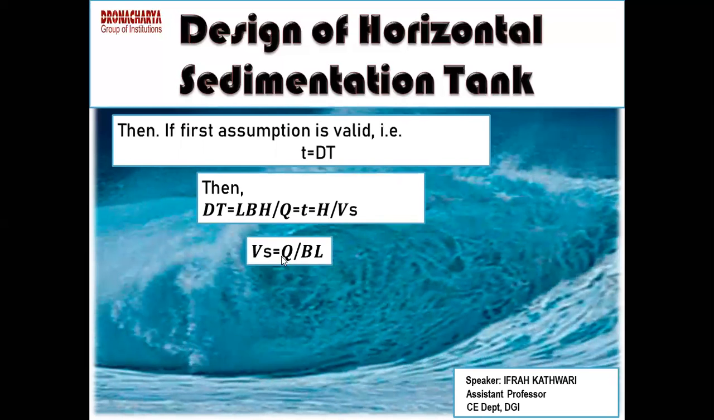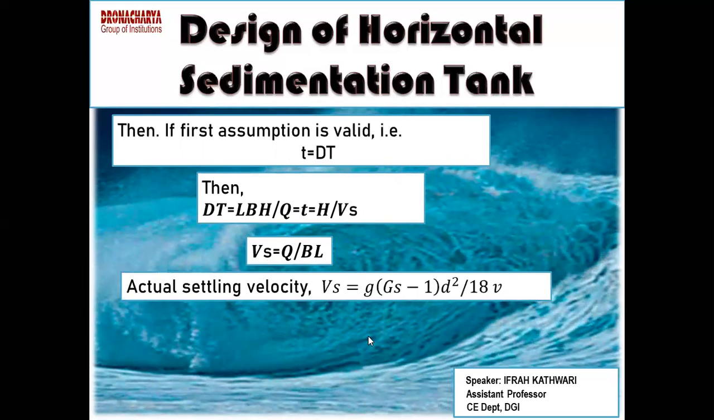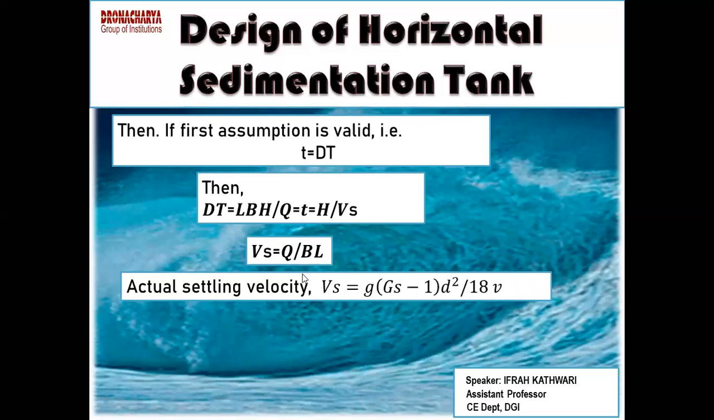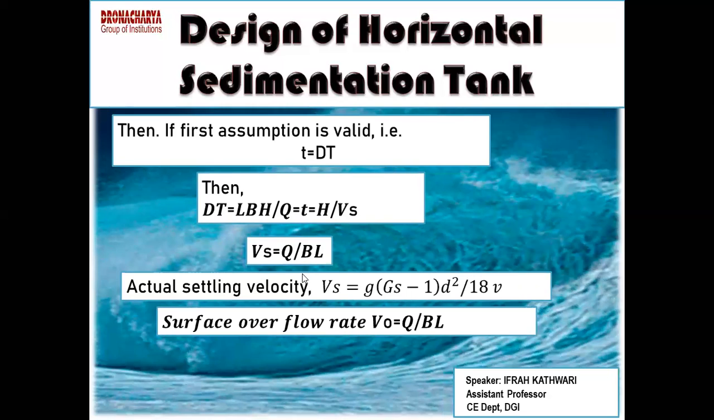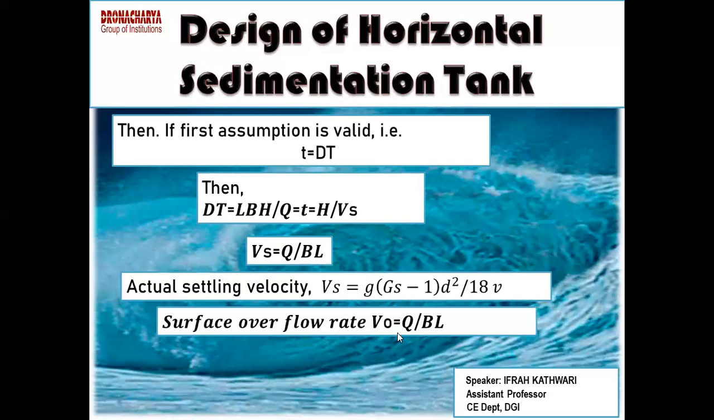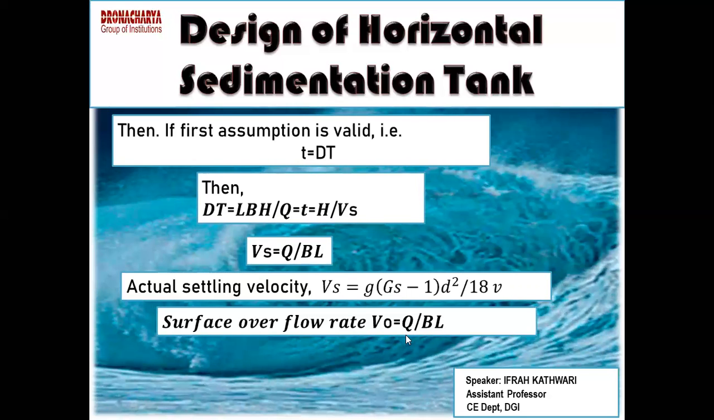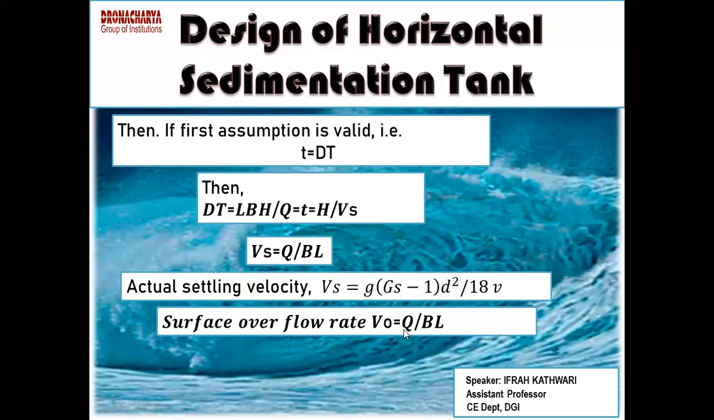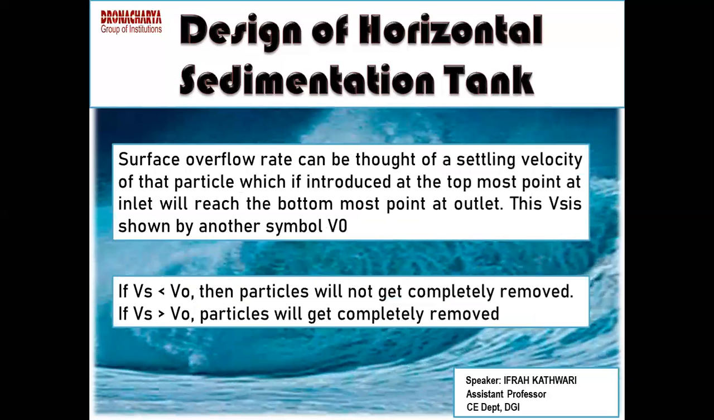So Vs is equal to Q upon BL. We always use this formula for finding out the overflow rate that I was already talking about. VO denotes overflow rate, and VO is equal to Q upon BL. So whenever we have to find out the rate of overflow, we go with this equation. We always use this equation for designing the horizontal sedimentation tank.